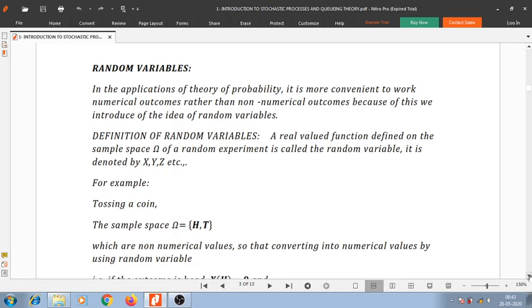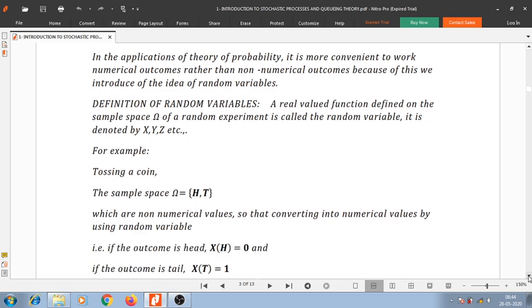The sample space consists of numerical values, sometimes non-numerical values. If there are non-numerical values, what do we do? Those non-numerical values are converted into numerical values with the help of the random variable. Why should we introduce the random variable? Because the non-numerical values of the sample space are converted into numerical values. I will provide an example right now.